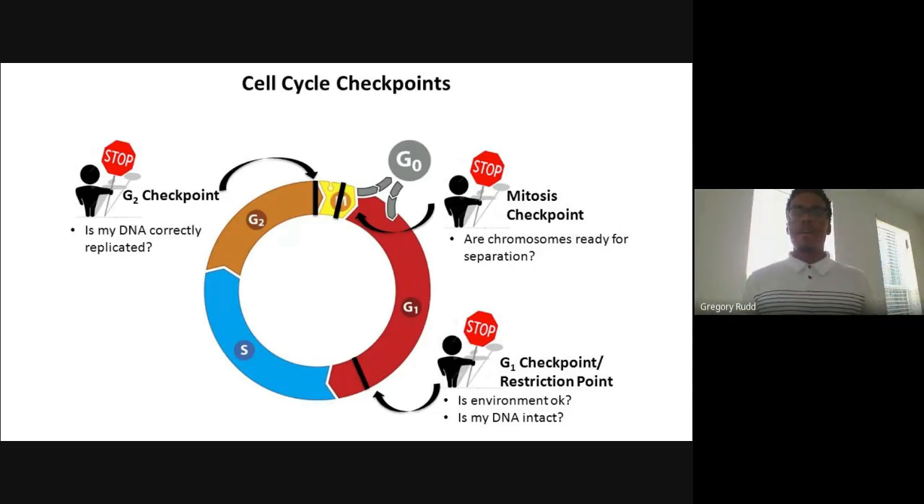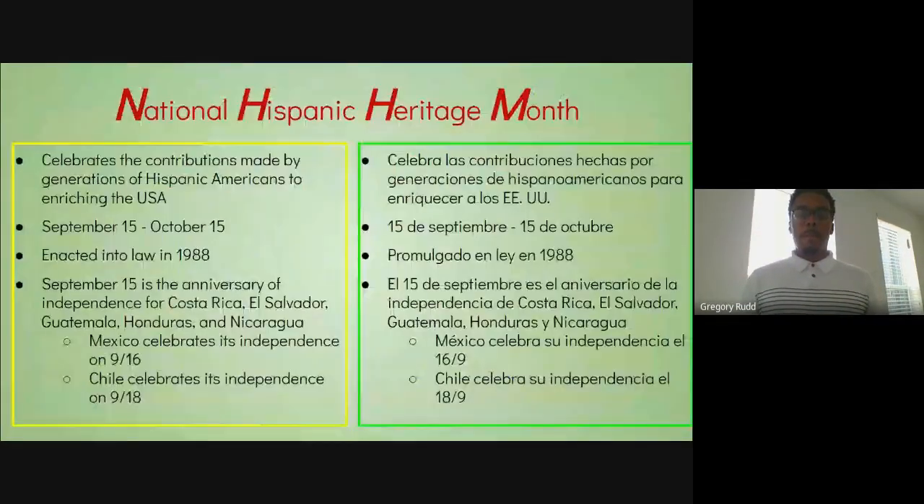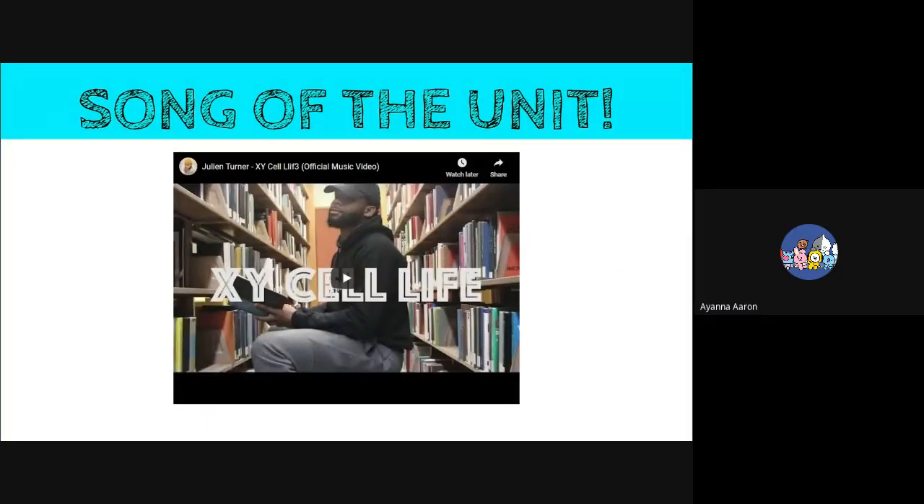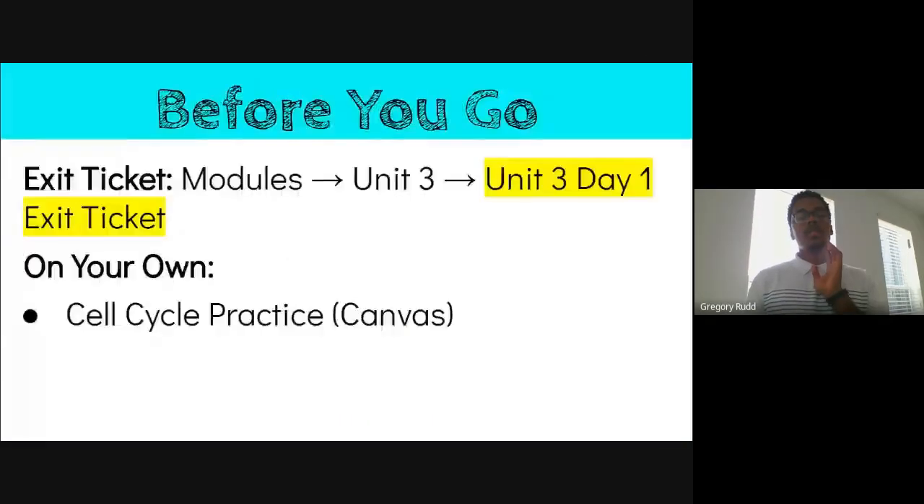I apologize if my background is getting loud. Mr. Rudd? Yes. Can you explain a little bit more about the checkpoints again? Yes, good question.